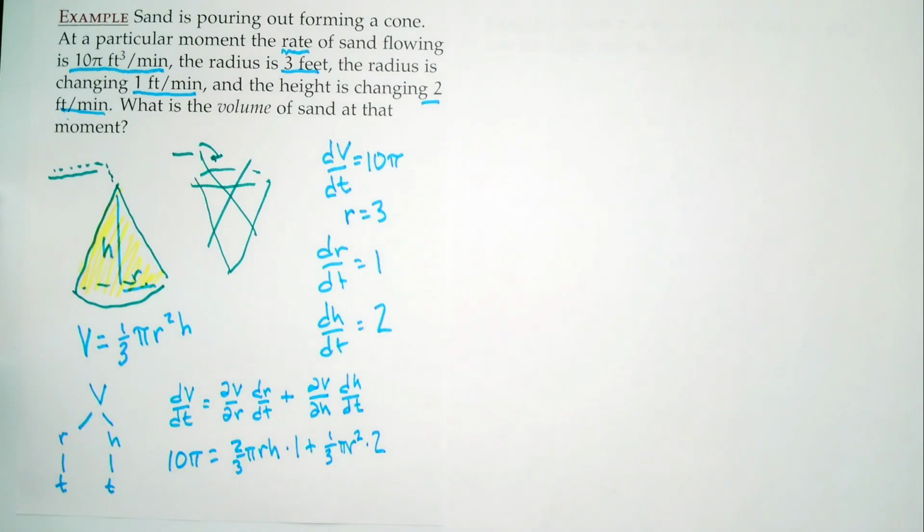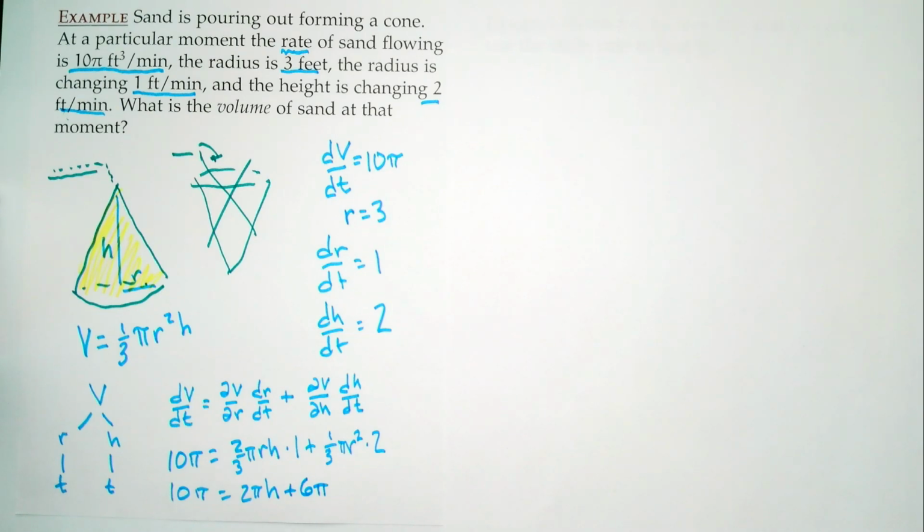Now we say, okay, what do we know? Well, we know r is 3, so we can plug that in. If we plug that in, we get 10 pi equals 2/3 times pi times 3, which becomes 2 pi h. Then I have 1/3 times pi times 9 times 2. So that would be, I believe, 6 pi is what it should work out to.